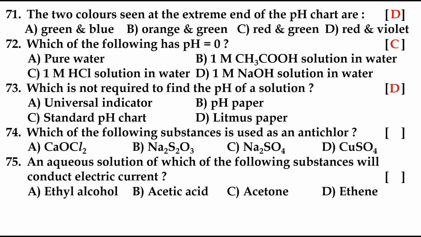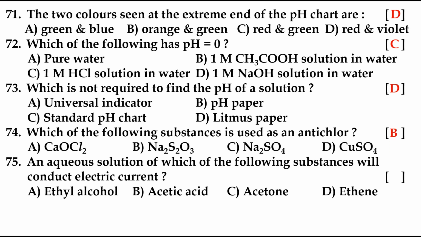74. Which of the following substances is used as an antichlor? A. CaOCl2. B. Na2S2O3. C. Na2SO4. D. CuSO4. Answer is B. Na2S2O3.